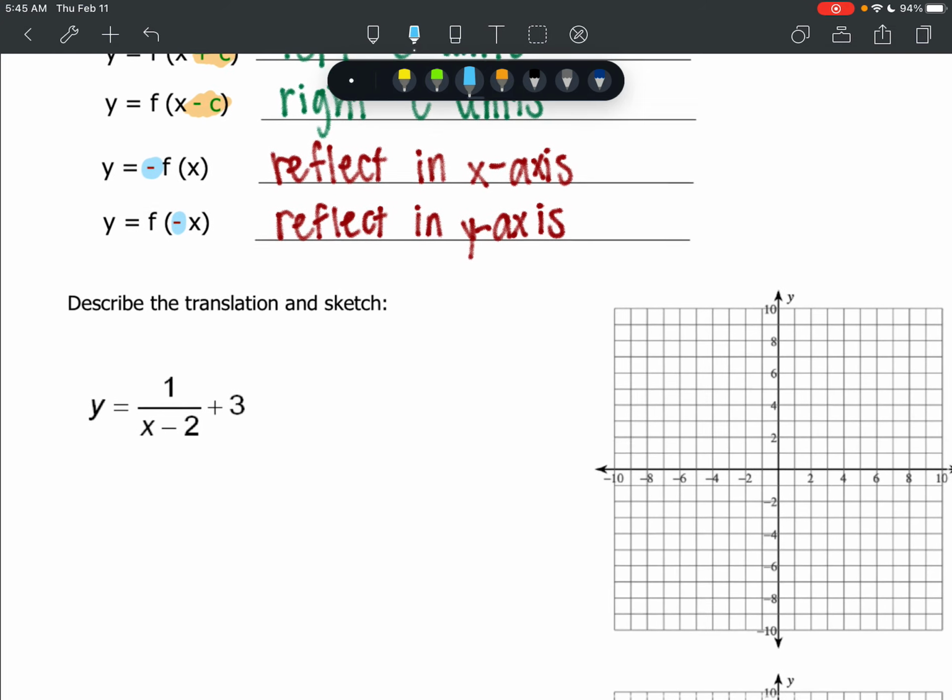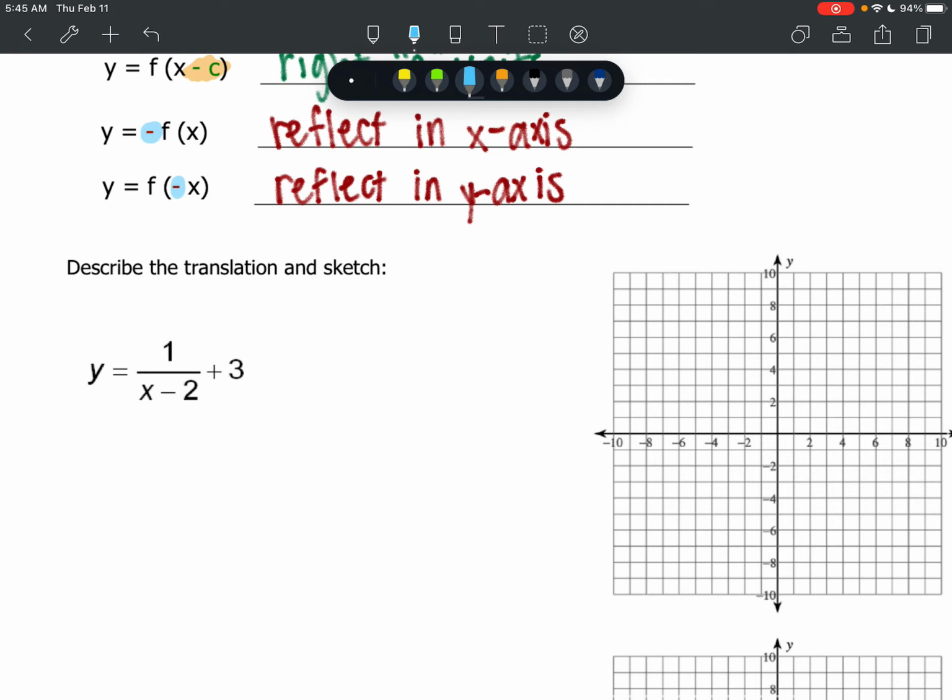Okay, let's describe the translation and sketch each of these functions. We have this y equals 1 over x minus 2 plus 3. At this point, you should be able to recognize the parent function. We went over several parent functions, and it's important to know those parent functions for what we're going to do here. So you should know them fairly quickly. You should be able to graph each one by looking within 30 seconds or less. And I'll show you why.